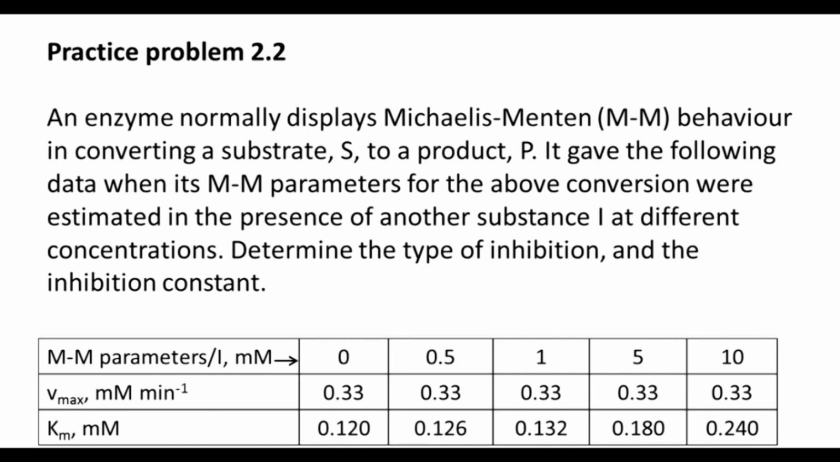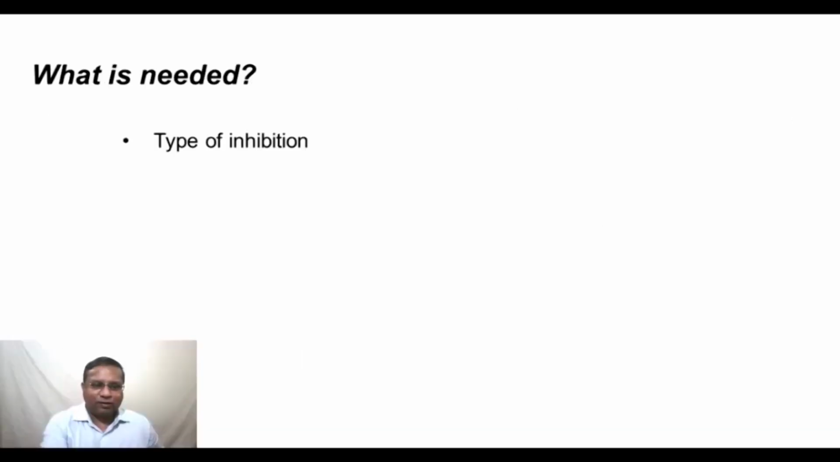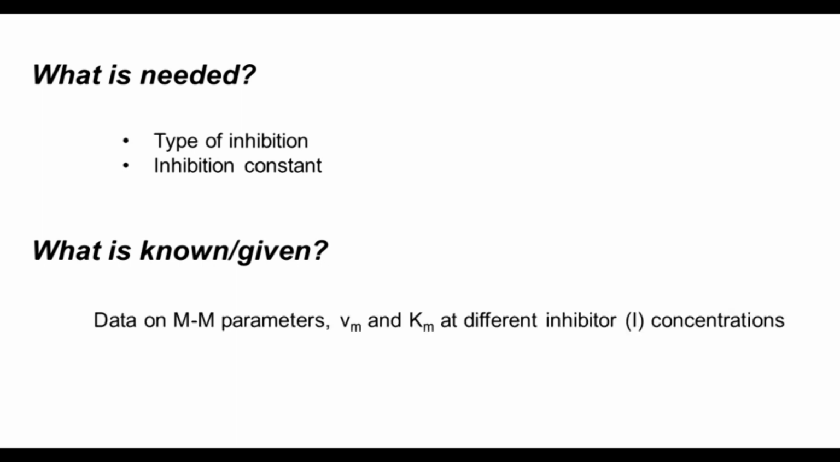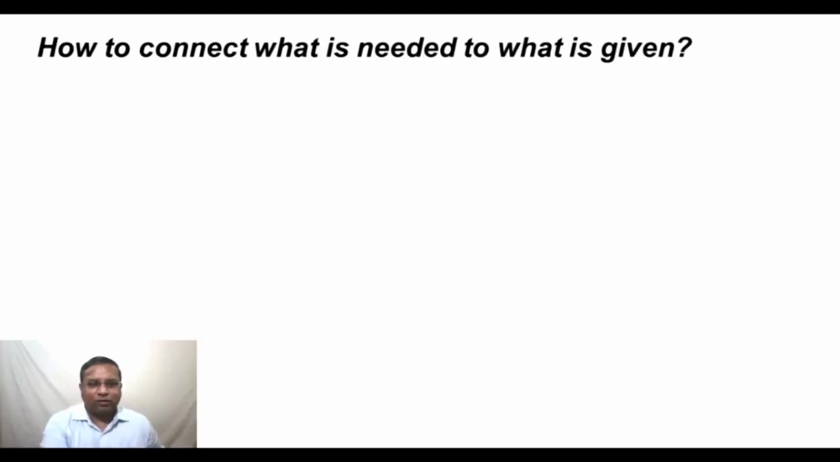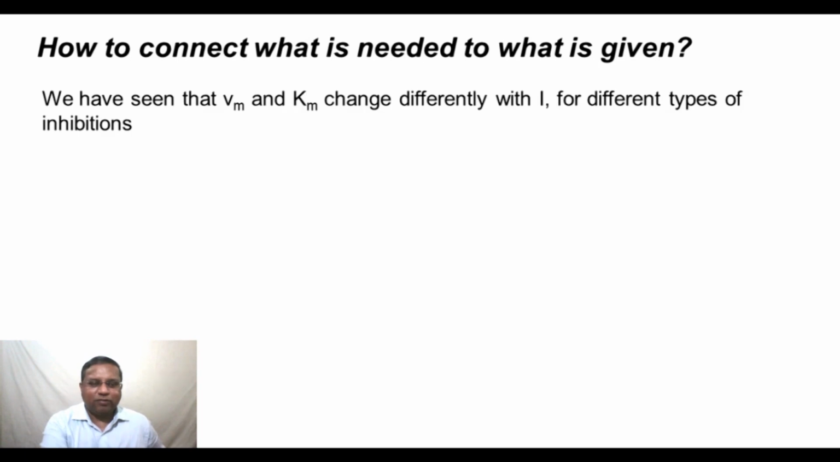Now, how do we go about it? Let's ask our regular questions. What is needed? The type of inhibition and the inhibition constant, Ki. What is known or given? The data on the Michaelis-Menten parameters Vm and Km at different inhibitor concentrations are given. And how to connect what is needed to what is given? We have seen that Vm and Km change differently with I for different types of inhibitions. I myself got a little confused, but that's okay. With practice, you should be fine.